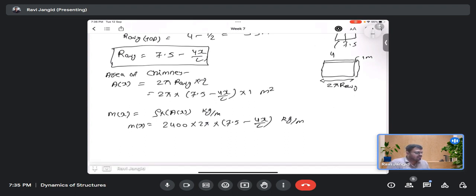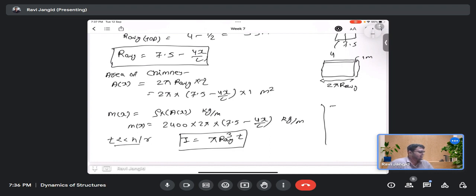Now can you tell me what is the I for this? If my thickness is very small compared to the height or the radius, my I is given as pi r average cube into t. How do we calculate this? As you know, for the hollow section, here that would be the r.